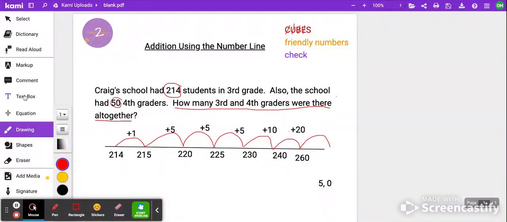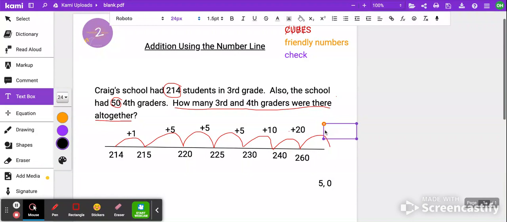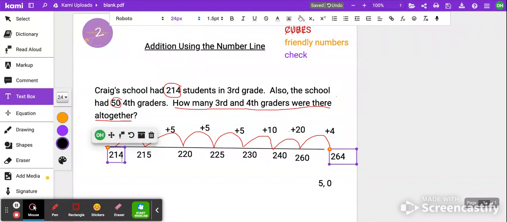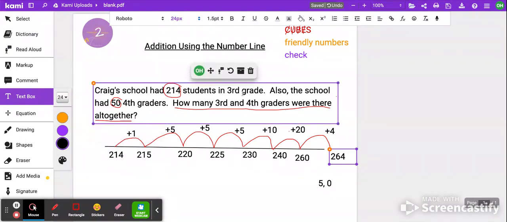So I'm going to go ahead and I'm going to say plus 4. And now if I'm at 260 and I add 4 more, that's going to put us at 264. So again, let's go ahead and make sure that we've started with the biggest number here, which is 214, which is how many third graders they had.